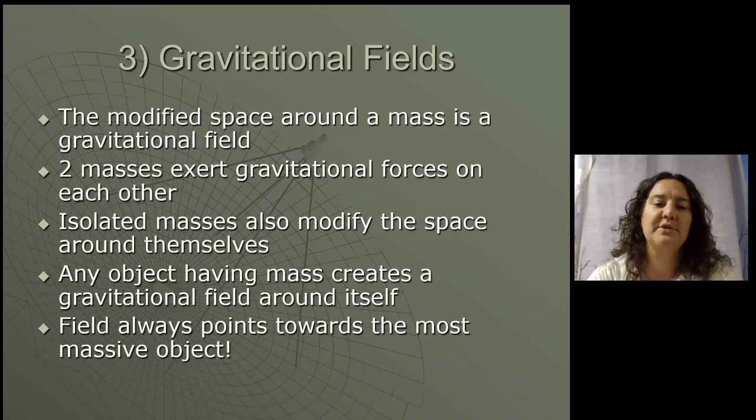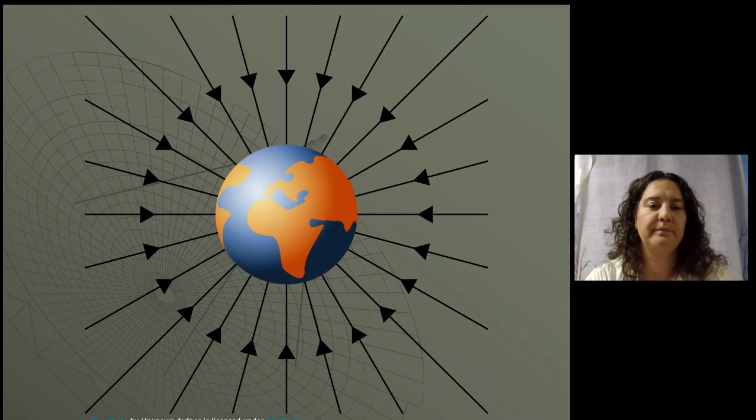Isolated masses are also able to modify the space around them, and then any object that enters that space is going to be affected by that gravitational field. And the field will always point towards the most massive object. So if the moon is in the Earth's gravitational field, the field points toward the Earth.